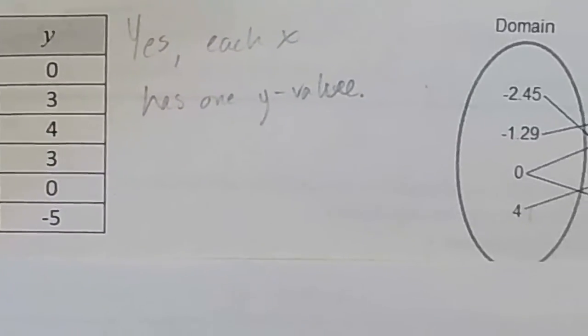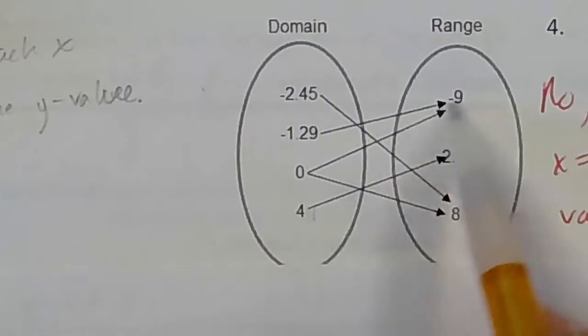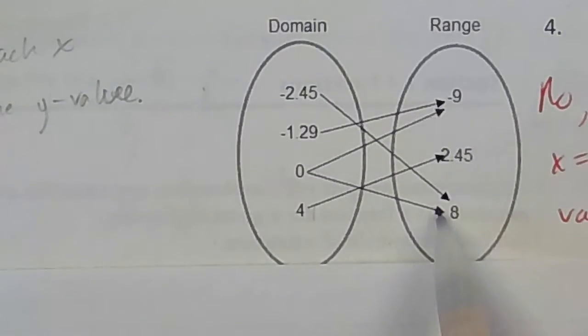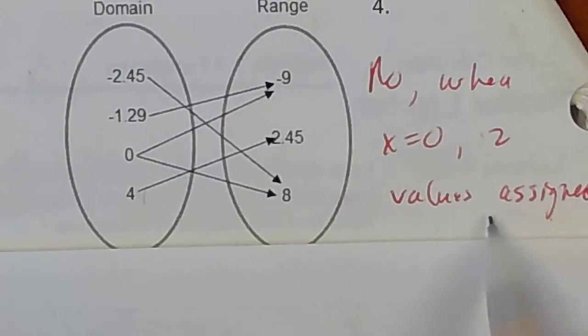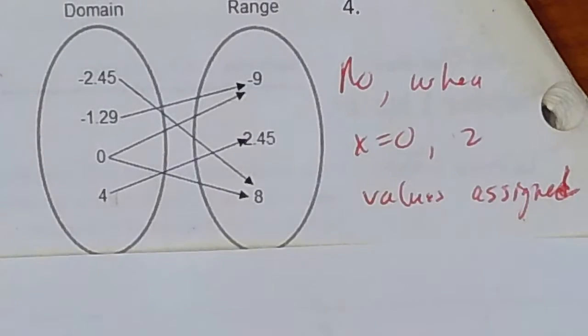For 4, they jumped into a mapping diagram for us already. And clearly we can see when x is 0, we have a problem. It's assigned this y value and this y value. Okay, so no, when x is 0, 2 y values are assigned. Or 2 values are assigned. Okay.